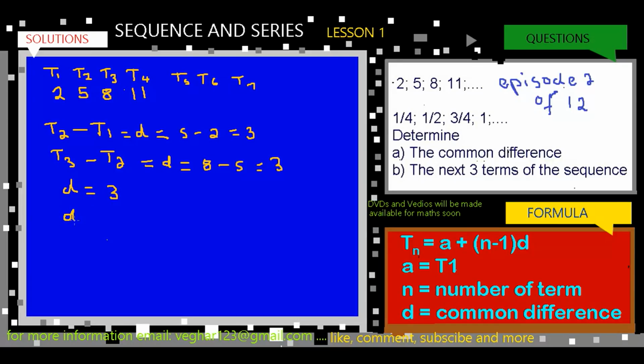So our D here is 3, and then the value of A is the same as the value of T1, term number 1, which is 2. You see here, part A has already been answered. They said find the common difference. So let's verify that the common difference is 3, because we have tested it twice, and both times it's 3.